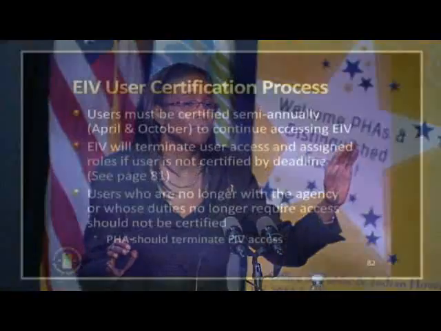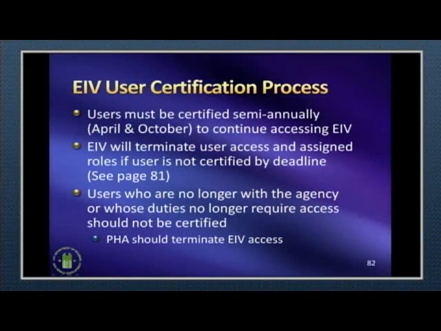All right? If you have individuals who are no longer with your agency, and for some reason they're still active in PIC and still active in WAS, do not certify these users, okay? Because they will automatically be terminated on October 31st. They should not be certified. Anyone who no longer needs access to the EIV system, if you've had staff that have transitioned from occupancy to maintenance, guess what? They don't need EIV access, so just go on and let them expire on October 31st.